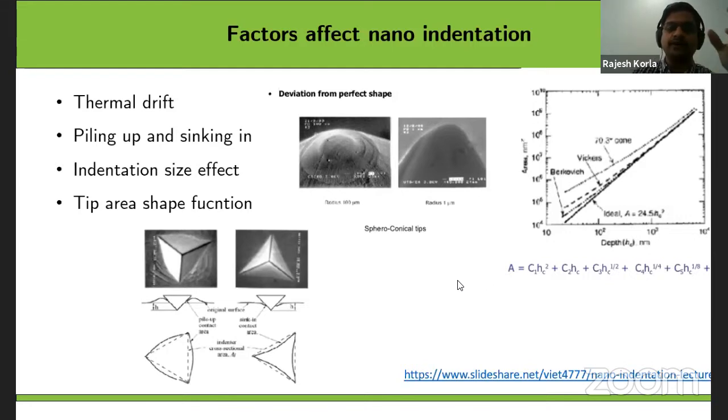For example, for Berkovich it is around 24.6, right? And multiplying with HC will give the projected area. But if the shape of the tip changes, then the constant also has to change. That means at frequent intervals, you have to take a known material, do some number of indents, curve fit that, and generate a new area function, and use that area function to calculate the hardness. If you are not doing the area function frequently, if you do not calibrate the machine, you are going to get erroneous hardness values. This is how the area function changes with use. Initially it is like this, but it can change.